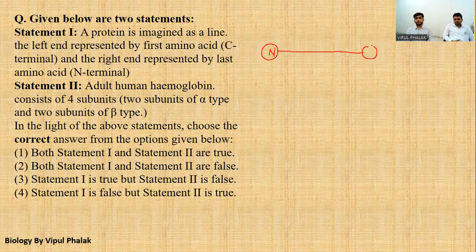And for the right terminal, the carboxyl group is present. So it is termed as C terminal. Here they have exchanged the positions. So statement 1 is incorrect. For statement 2, adult human hemoglobin consists of 4 subunits, 2 subunits of alpha type and 2 subunits of beta type. This statement is true. So statement 1 is false and statement 2 is true.